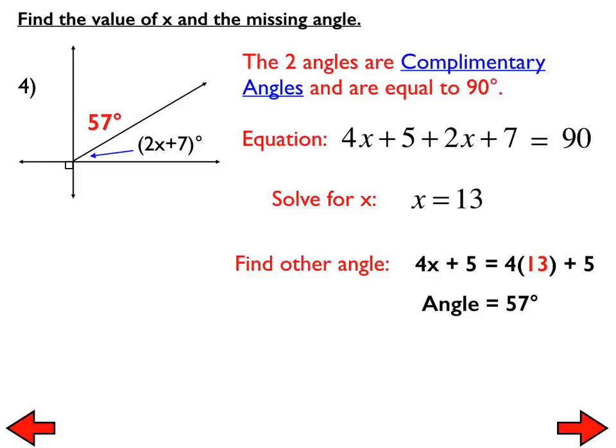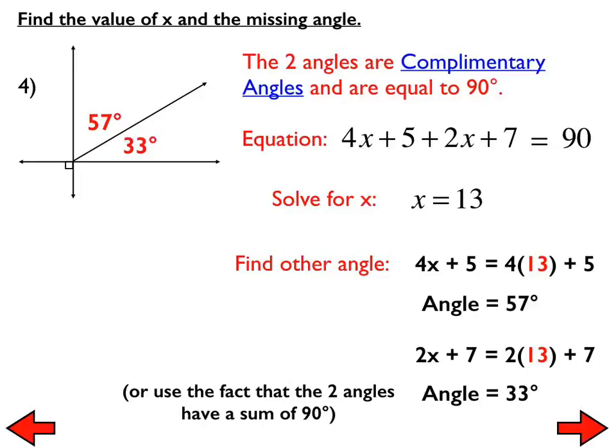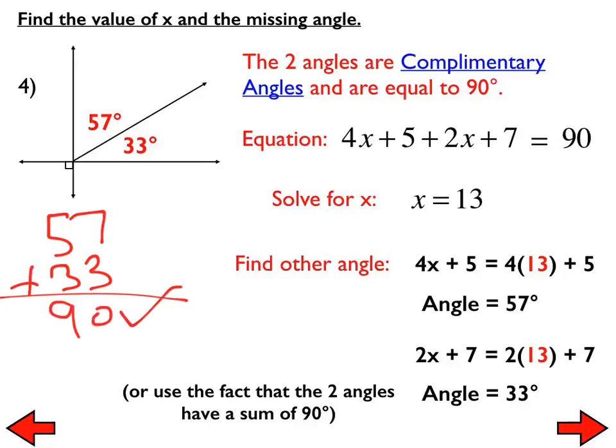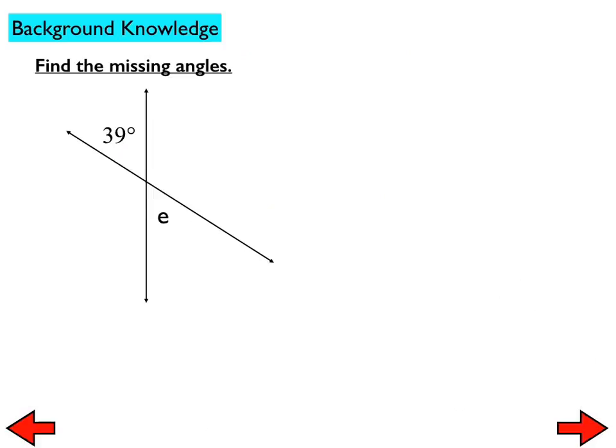Now let's plug it into the second one. 2 times 13 plus 7. What did you get? Janelle? 33 degrees. Now you need to check. Does 57 and 33 together equal 90? Yes, it does, which means our x equals 13 answer was correct. Any questions about number 4?